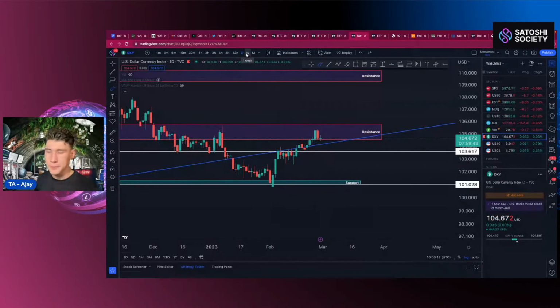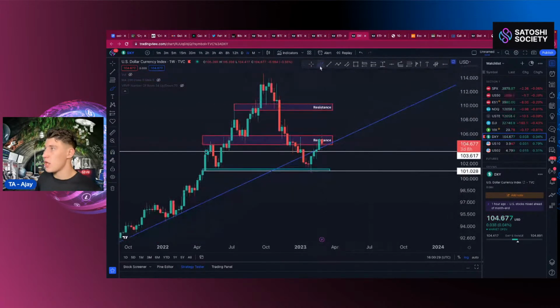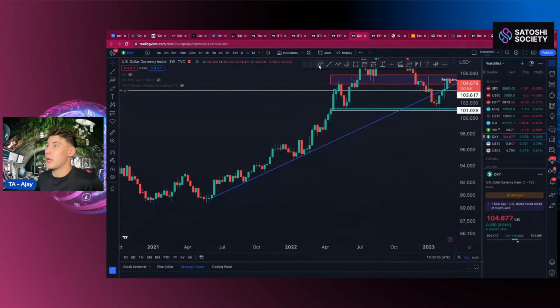But the reason why I'm sat more on the scenario that the DXY is going to push towards the upside, meaning that the ES is going to pull back and Bitcoin is going to pull back, is because if we come and have a look at this weekly, this is a really, really good chart and will give us a really good understanding of where the DXY could go. And for me, it's looking fairly bullish for the DXY, which of course is bearish for Bitcoin.